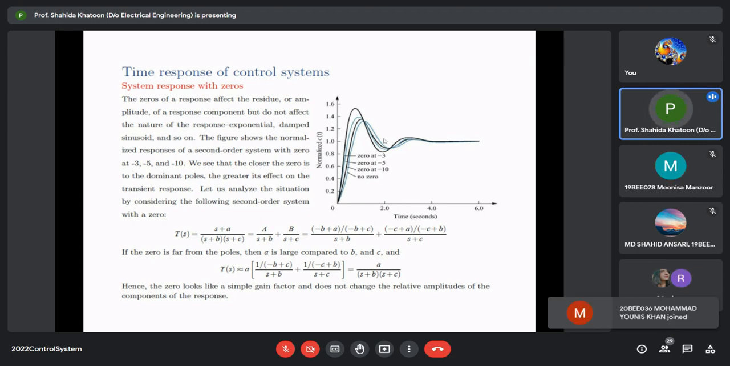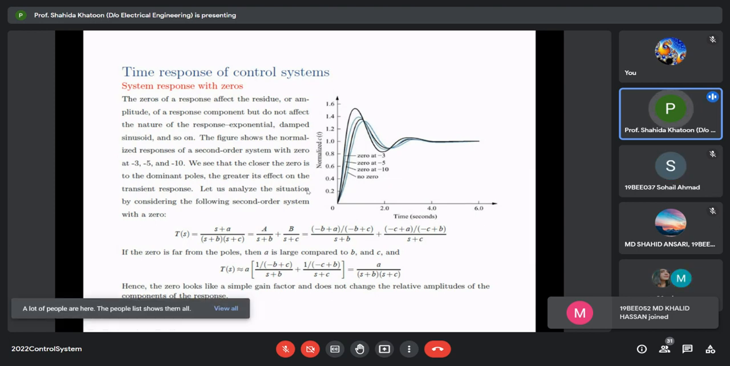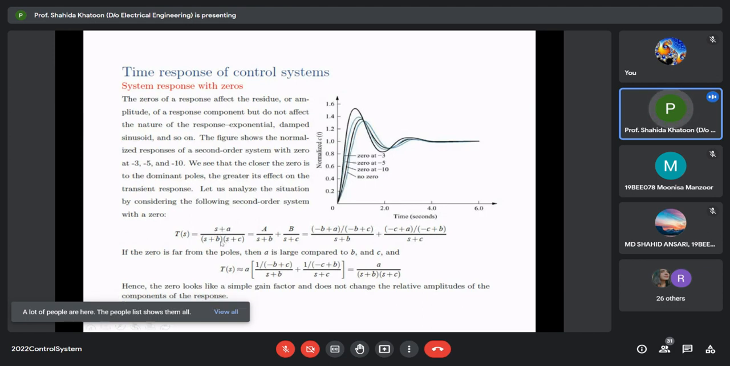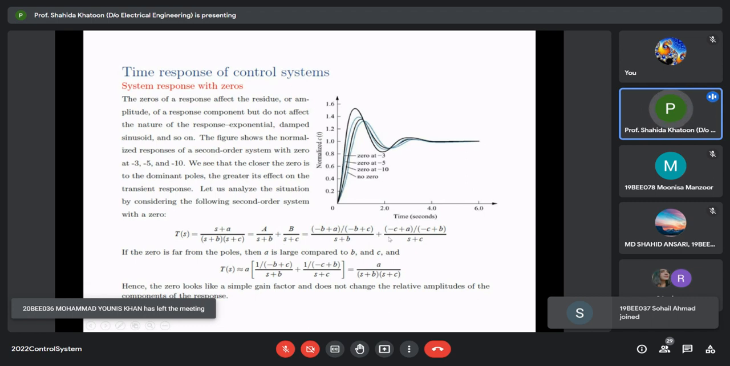All right. So the figure shows the normalized response of a second order system with zero at -3, -5, and -10. We see that the closer the zero is to the dominant pole, the greater is the effect on transient response. So let us analyze the situation by considering the following second order system with a zero. Suppose this is the transfer function (s plus a) upon (s plus b)(s plus c). Then you can find the partial fraction expansion like this, and you can substitute it like this.